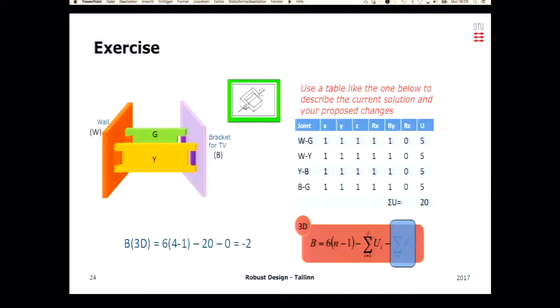Now, how many constraints do we need to take out of this to get it correct? Two. If we take 2 out, what will the B score be? Zero. So that will be still over-constrained. It needs to be 1 if we want it to move. So we need to take 3 constraints out.